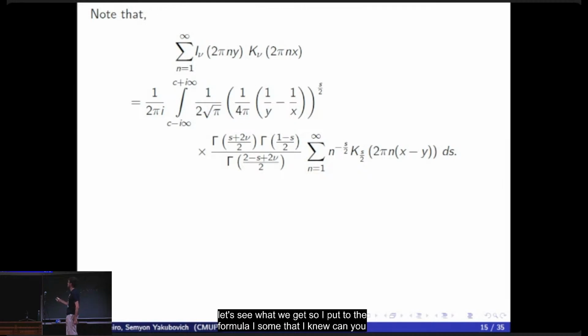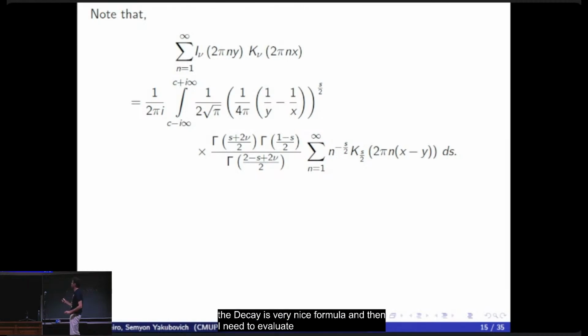I put the sum inside of the integral, justifying, of course, appropriately that I can do that, but it's not very difficult to do because these gammas are quite nice. We have two gammas above and one gamma below. The decay is very nice due to Stirling's formula. And then I need to evaluate this sum.